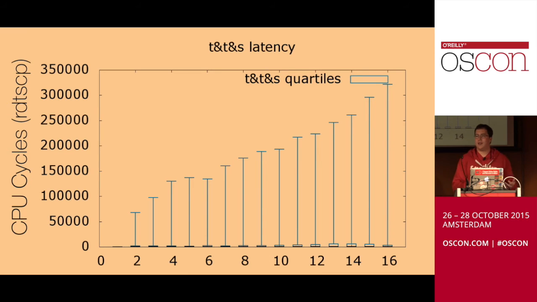And throughput doesn't tell you that. Throughput tells you how many things you do, but it doesn't tell you how long it takes to do any of them. So we can have all of this jitter. This is our test and set lock, the naive version.